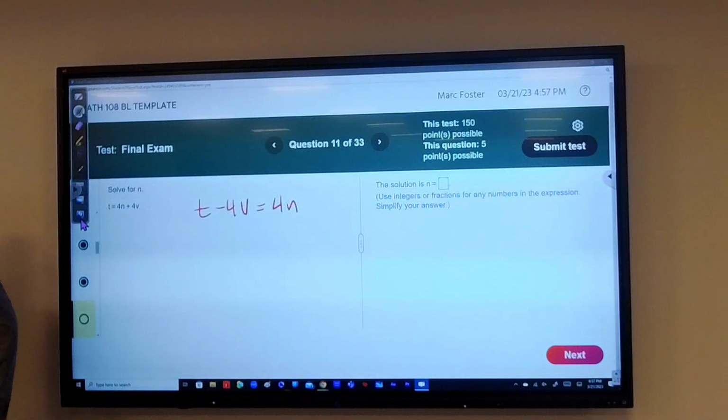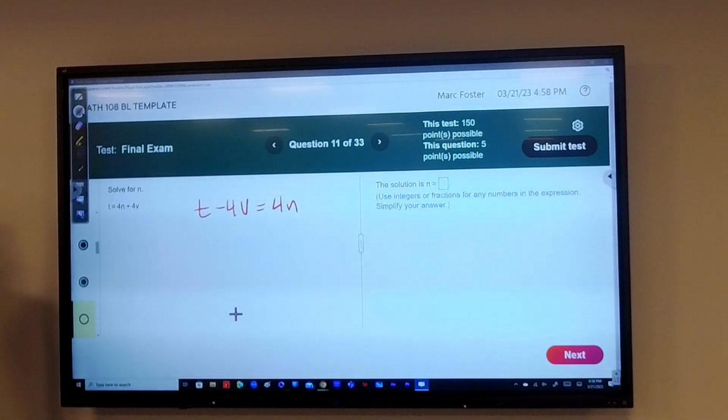Now what? Divide by 4. So it comes out to n. Divide by 4, and then you have it solved for n. So tell me what it's going to say on the other side. Equal to 1 over 4 times t minus 4v. Say it again. N equals t minus 4v over 4.